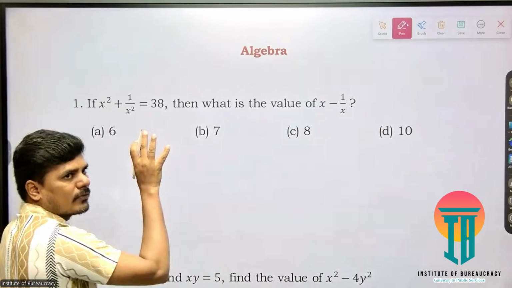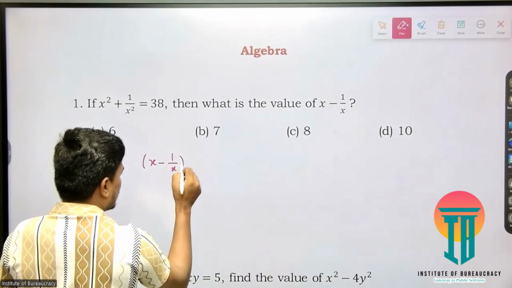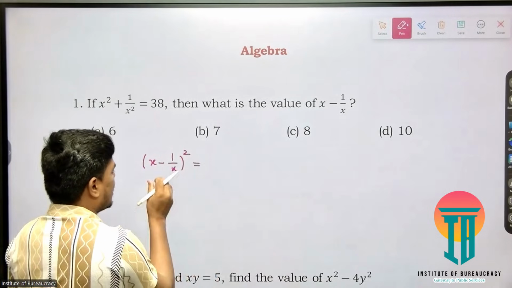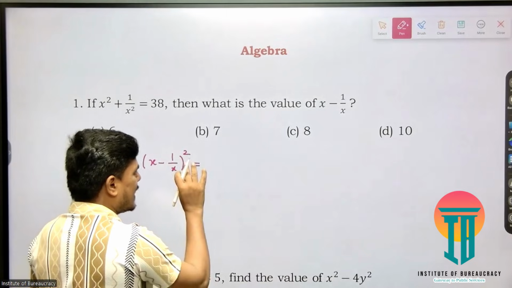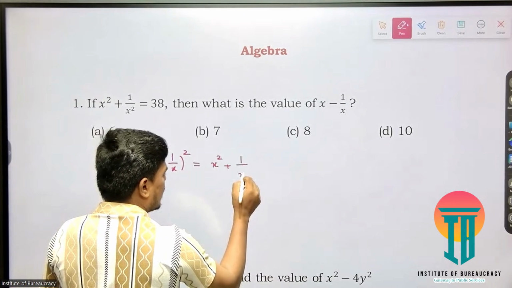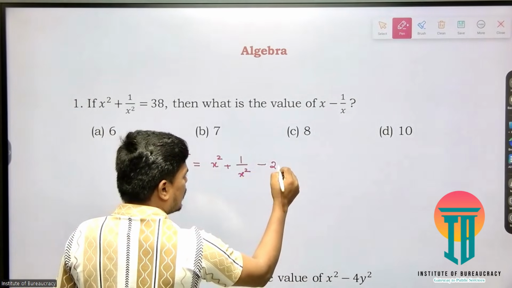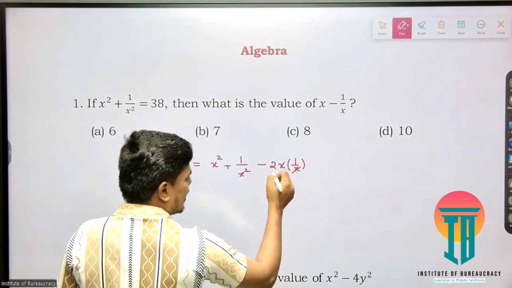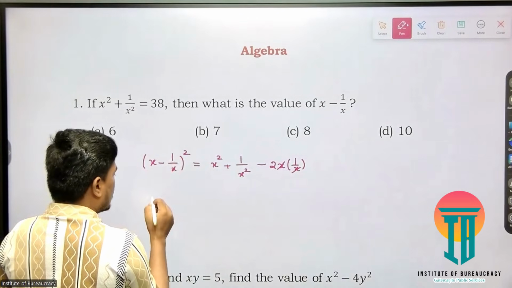They're asking x minus 1 by x, and they have given x square plus 1 by x square. So x minus 1 by x the whole square, using the a minus b the whole square formula: in the place of a, we have x, and in the place of b, we have 1 by x. If I expand it, I will get x square plus 1 by x square, that is a square plus b square, minus 2ab, that is 2 into x into 1 by x. So this x will get cancelled.